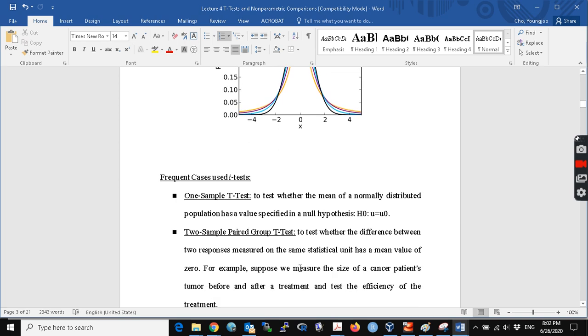To test whether the mean of a normally distributed population has the value specified in the null hypothesis, we use the one sample t-test, which means that we have one population, and we are going to test whether the population mean is equal to a specific value.